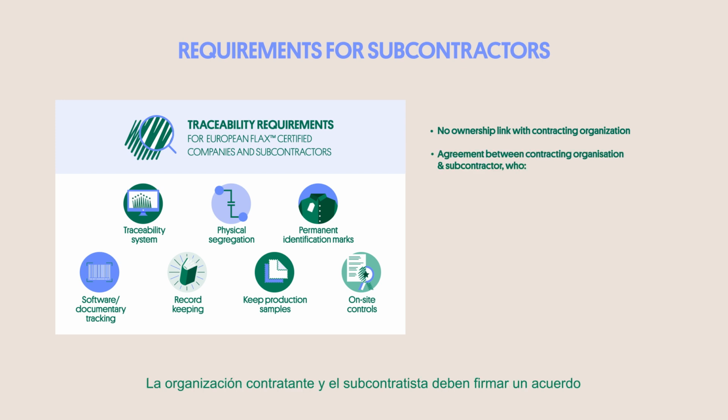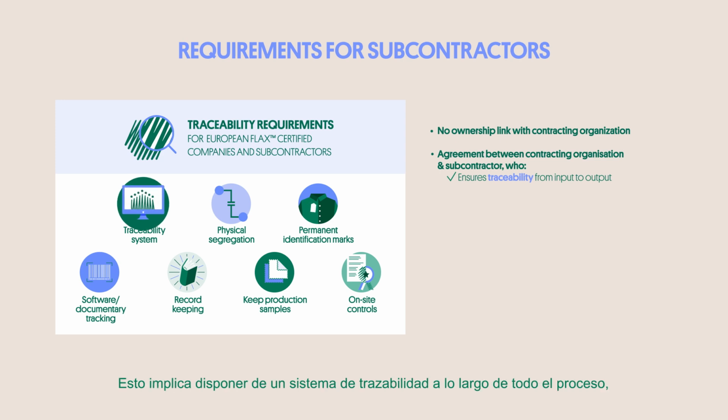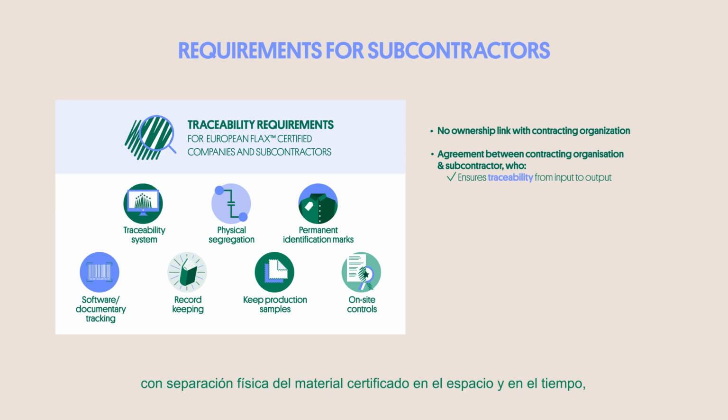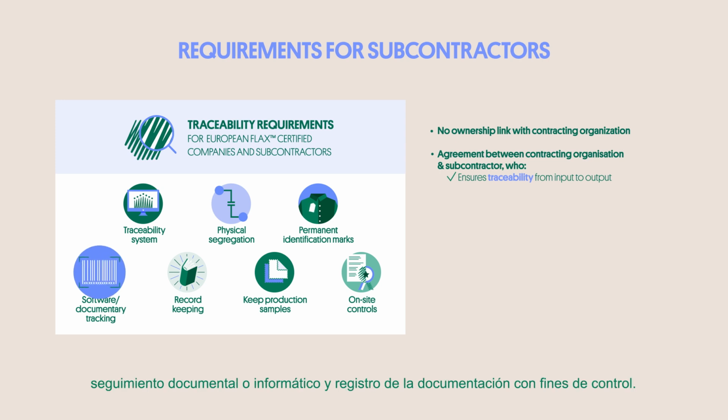The contracting organization and the subcontractor must sign an agreement where the subcontractor commits to ensuring the traceability of the certified material from input to output with the same level of requirements as certified companies. This means having a traceability system throughout the entire processes, with physical segregation of certified materials in space and time, identification by permanent physical markers at each step, documentary or software tracking, and record keeping.